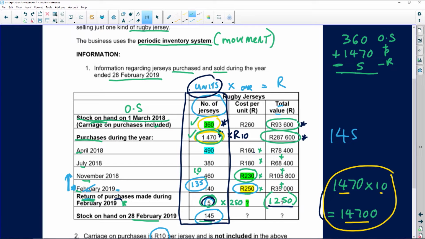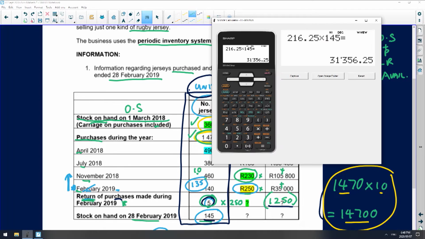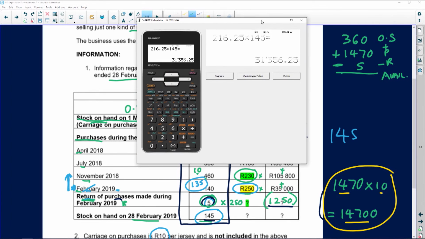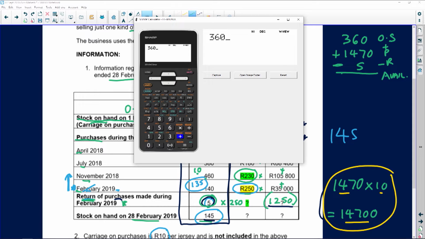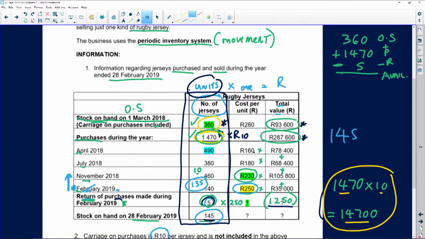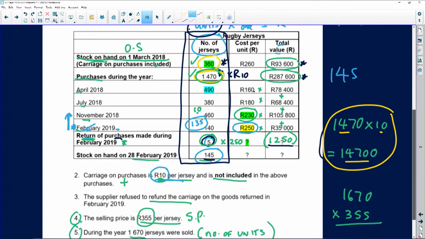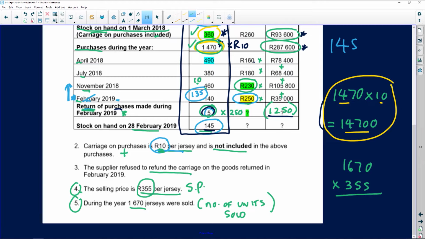So if I had to ask you for the year, how many jerseys did I have available? You're going to tell me, all we're doing is we're taking the 360, opening stock, plus what I purchased, 1,470, minus the 5 that I returned, and the jerseys that I had available, 1,825. Okay, right, how many jerseys did I sell? So remember, this is available in my shop. If I scroll down, units during the year, 1,670 jerseys were sold. In other words, this represents the units that were sold.